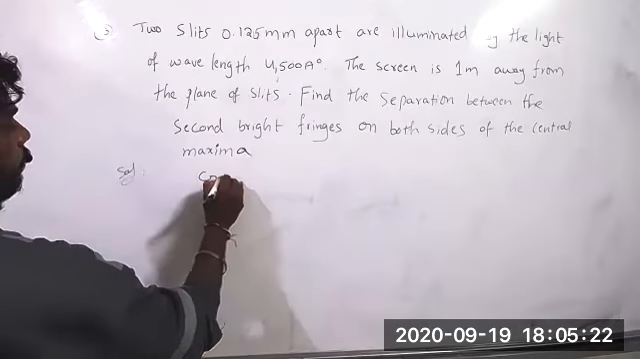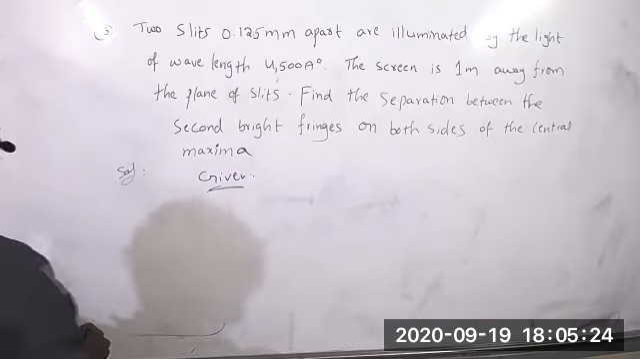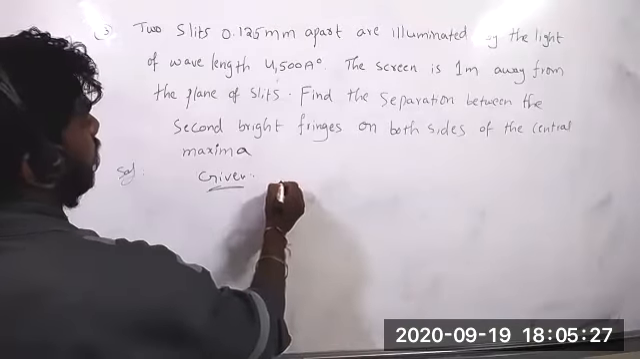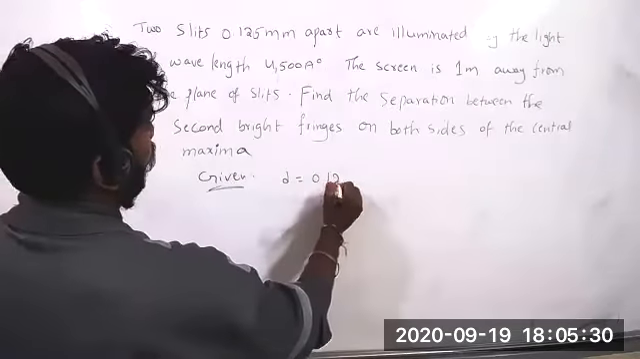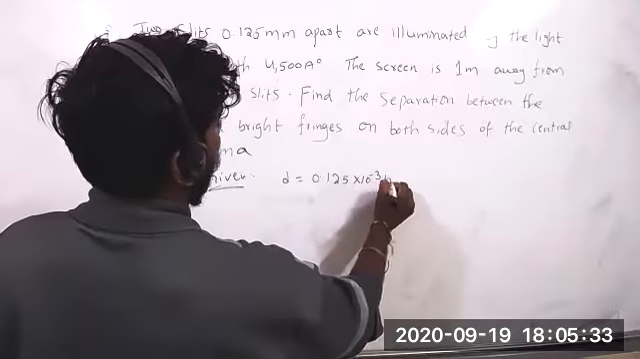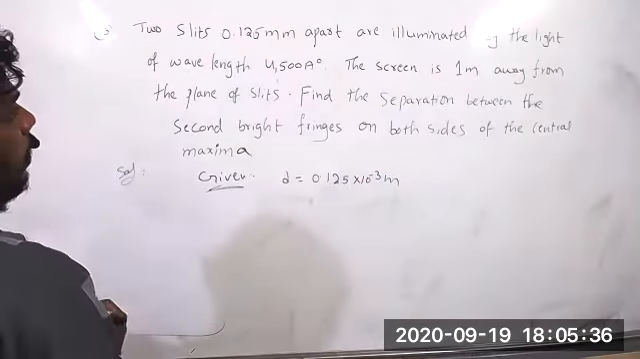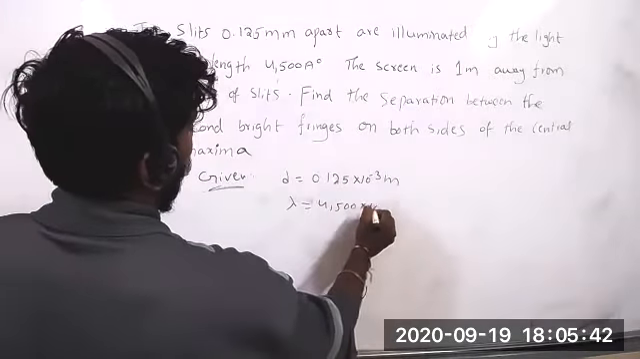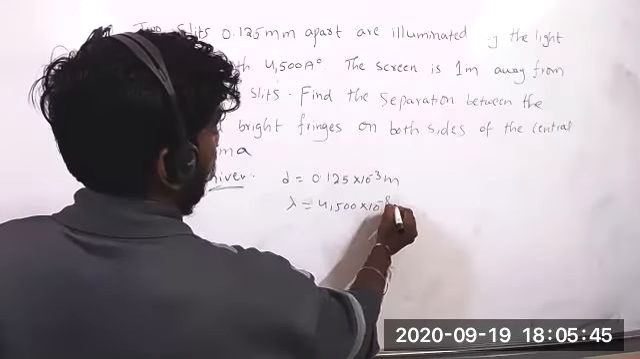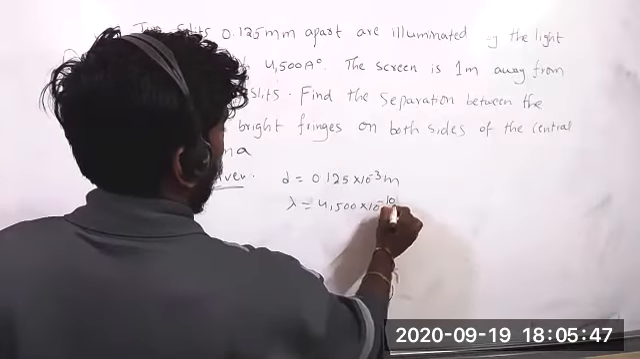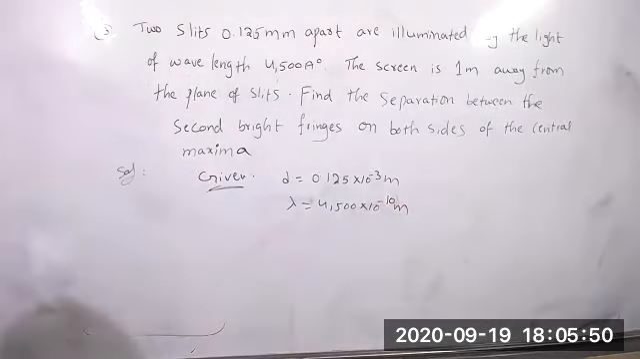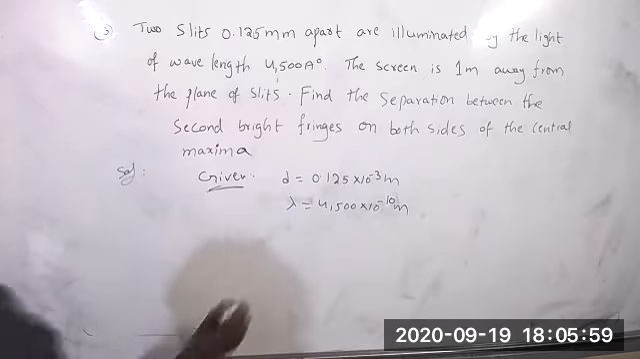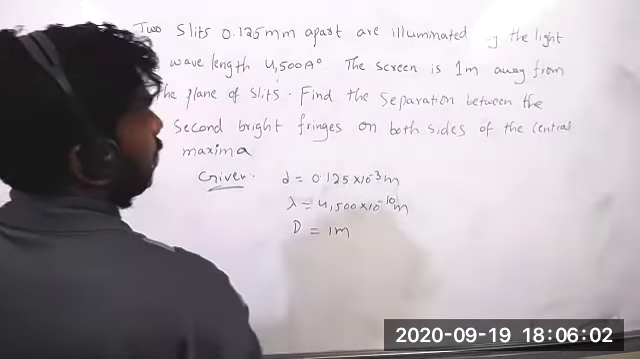Given: two slits, so small d equal to 0.125 into 10 to the power of minus 3 meters. Wavelength lambda equal to 4500 into 10 to the power of minus 10 meters. The screen is capital D equal to 1 meter.